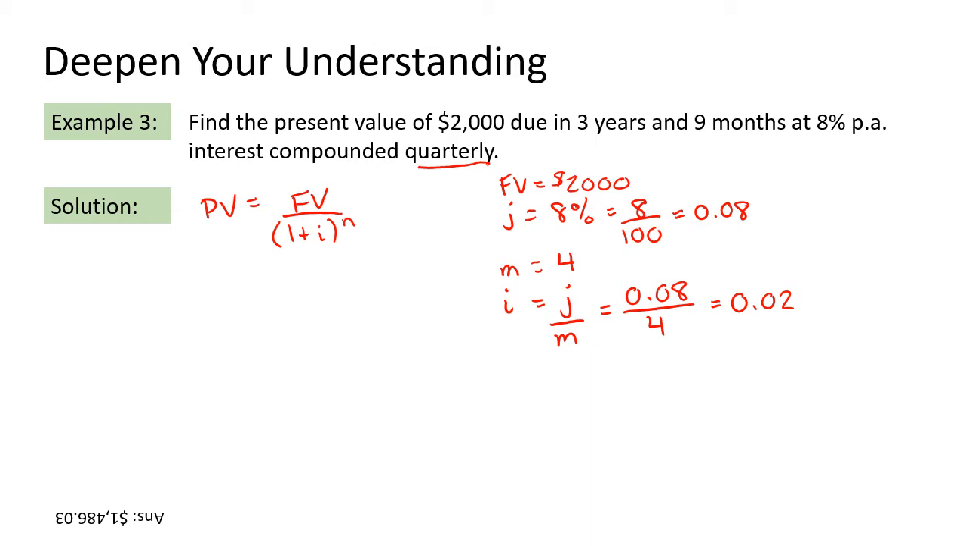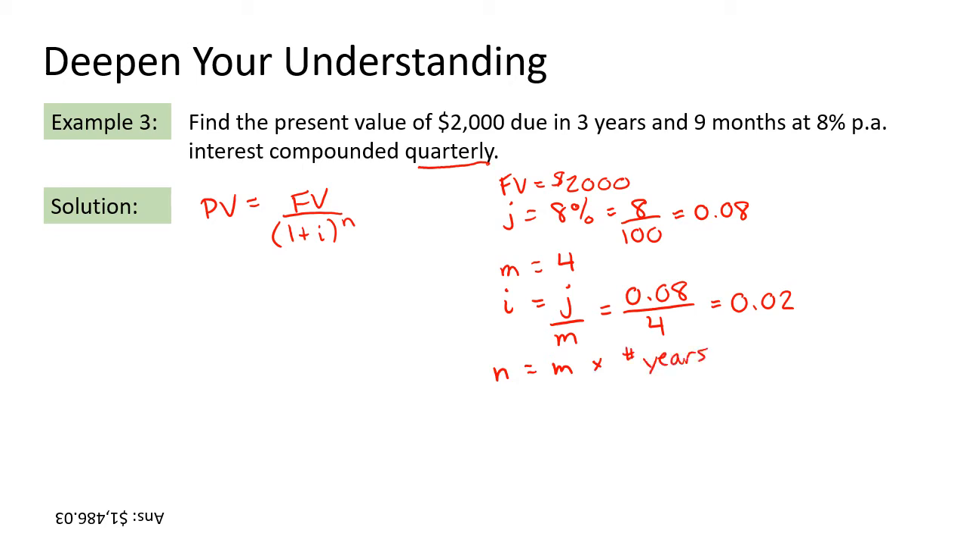So now we can look at the total number of compounding periods. Okay, so we're looking here, it says it's 3 years and 9 months. Okay, so 9 months, all right, if you're trying to convert everything to years, this formula is the number of compounding periods per year multiplied by the number of years.